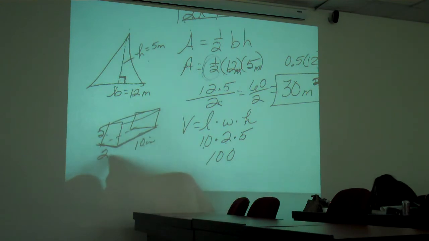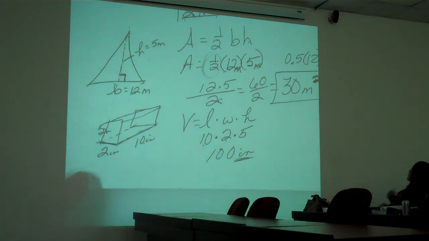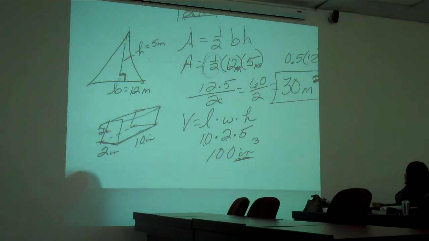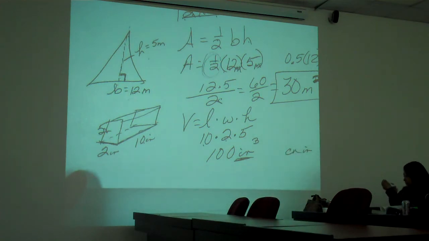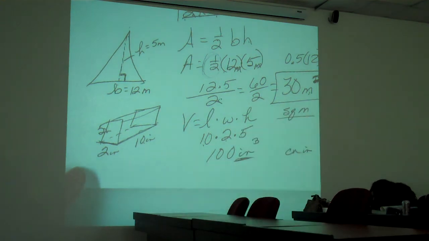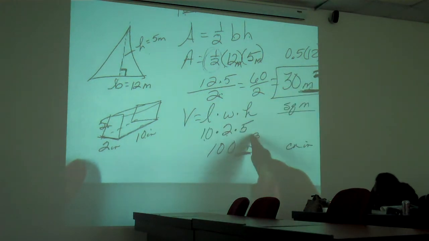Let's say these were all in inches. What is our units going to be here? Inches cubed, or cubic inches. Either way, you could say inches cubed, or you could say cubic inches. Okay? This one, you could say meters squared. Normally, you just don't say to the second power. You could write it as square meters also. This is more the normal way to do it with the 2 or the 3 up top though.